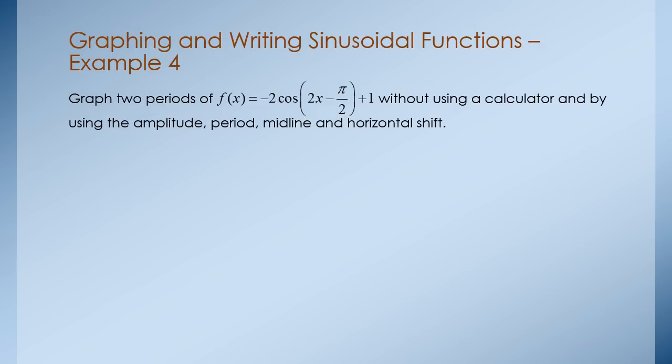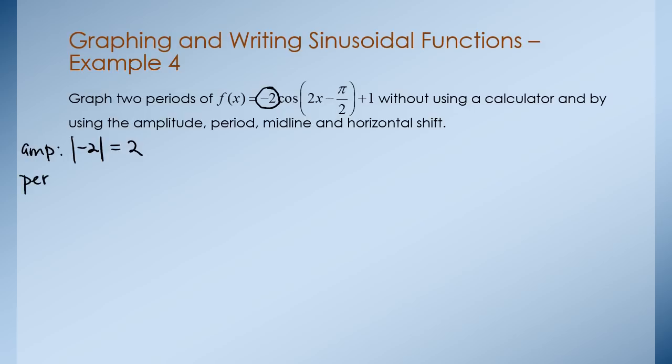All right, so let's answer our questions. What is the amplitude? The amplitude is the absolute value of this number on the outside. This is the first time we've seen a negative there. We'll talk about what that negative does in just a minute. So the amplitude is 2.